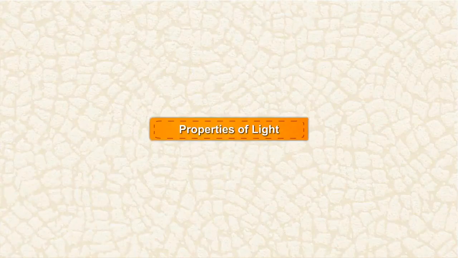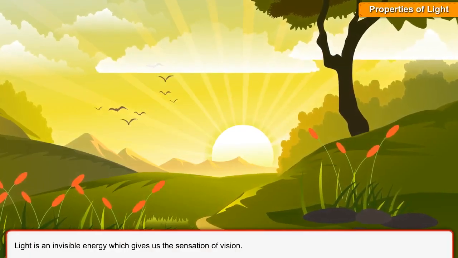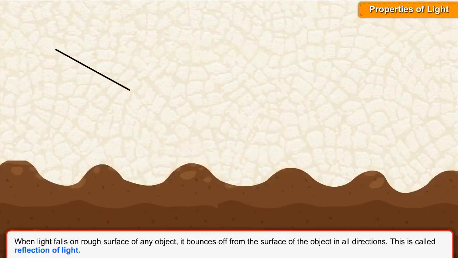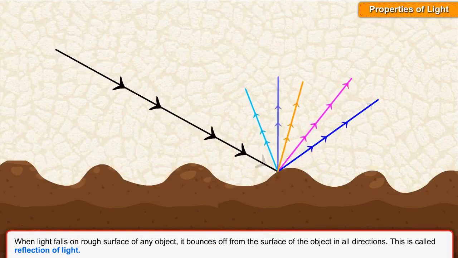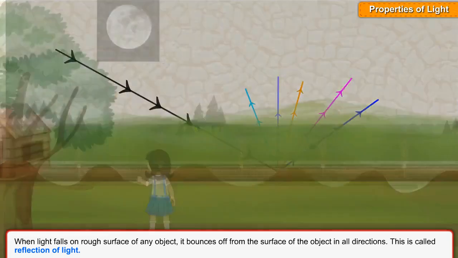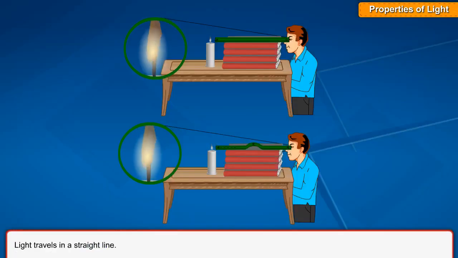Properties of light. Light is an invisible energy, which gives us the sensation of vision. When light falls on an object, it bounces off the surface. This is called reflection of light. Light travels at a very high speed. It is the reason that we see the sparkling lights of firecrackers first and hear the sound later. Light travels in a straight line.